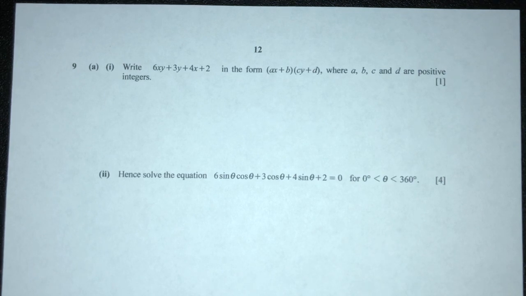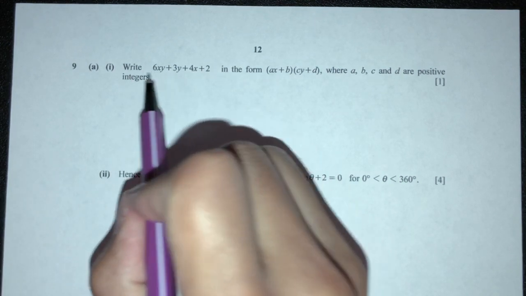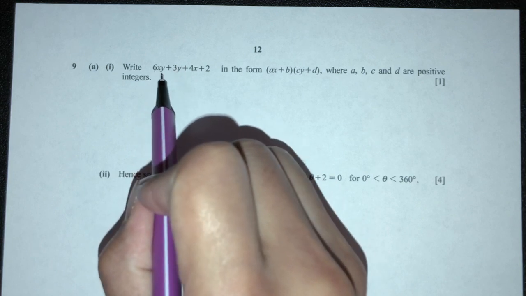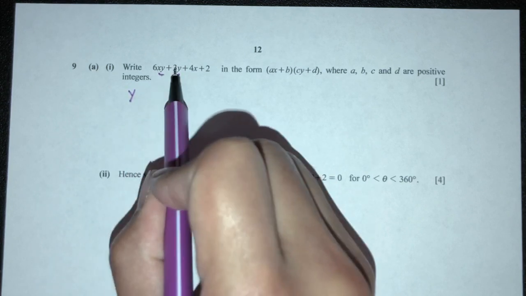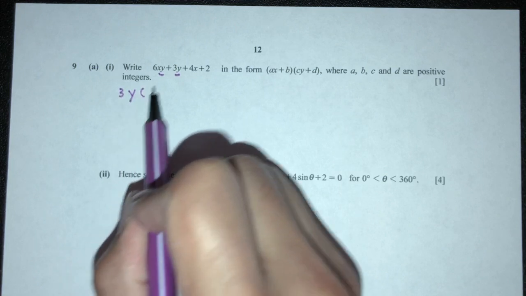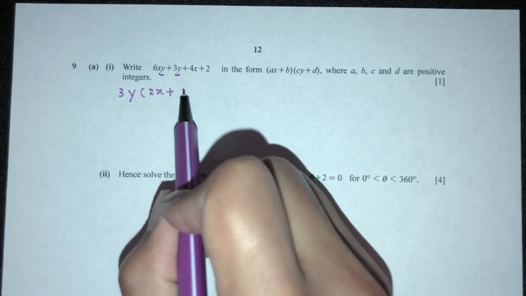So here we have to write the 6xy plus 3y plus 4x plus 2 in the form of this. So let's see how can we factorize this. So step by step. Let's try it, because I don't know yet. Let's try what can we do. We have y and y. Let's try to factorize y first. Here we have 6 and 3. Factorize 3. You will have 2x remaining plus 1.